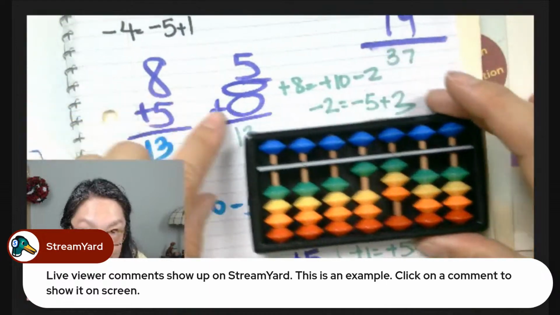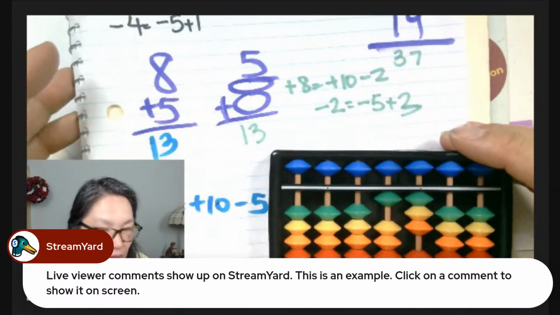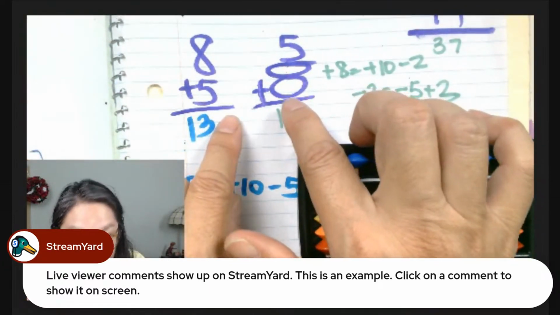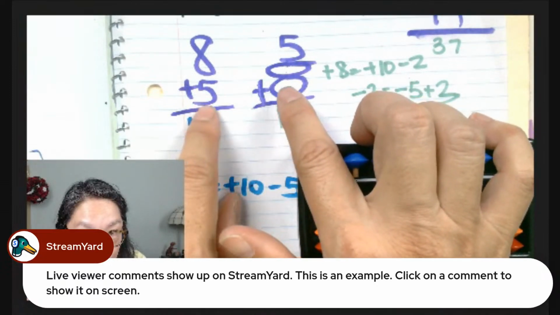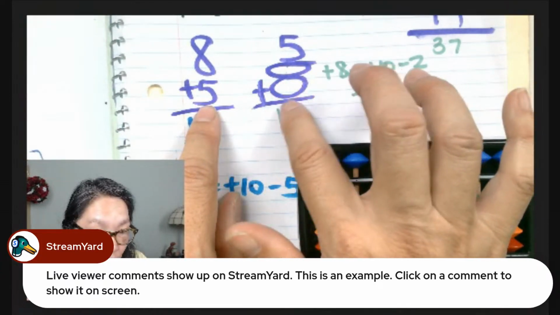But then what's going to happen is when I do 5 plus 8, it's the same. No, it's not the same. Why? Because we're talking about the add-in. This add-in is always going to make or break whatever we're doing.